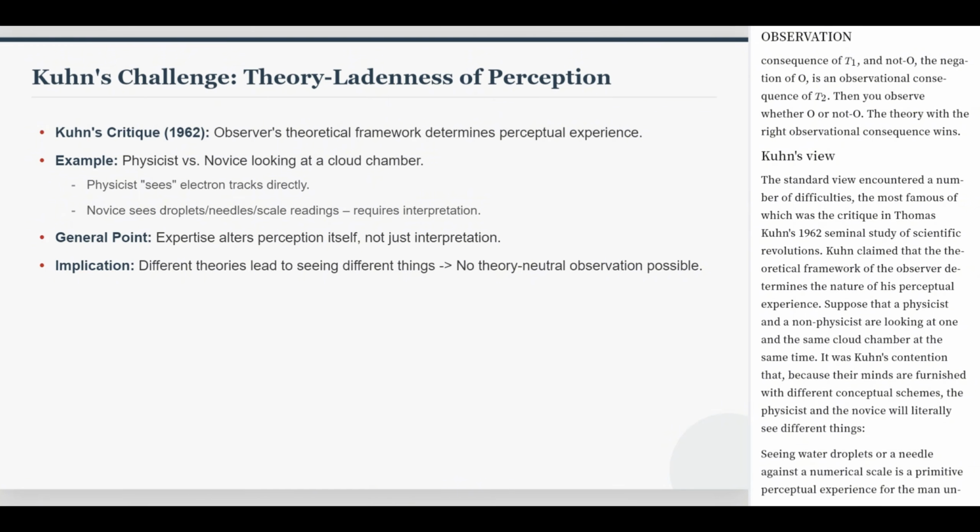Why? Because their mind is equipped with the relevant theory. A novice lacking this background sees the raw visual stimuli, the droplets, the scale readings, and needs to interpret them, perhaps with guidance, to reach the conclusion about electrons. Kuhn extended this: expertise shapes perception itself. If you have radically different theories, like one attributing cloud chamber tracks to fairy dust, you'd literally see something different. The implication is staggering. If perception is theory-laden, then there can be no observation that's neutral with respect to competing theories. There's no pure data upon which everyone can agree.